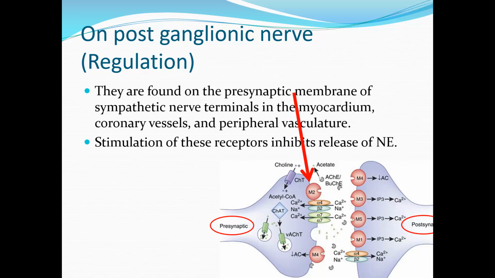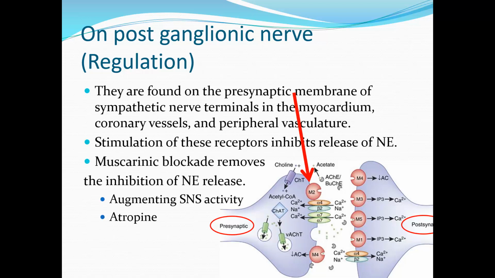When you stimulate them, they inhibit release of norepinephrine, so they inhibit the excitatory neurotransmitter. When you block it, it removes the inhibition of norepinephrine release, so it acts as augmenting sympathetic nervous system activity. And this is essentially one of the major mechanisms by which atropine results in an increase in heart rate.